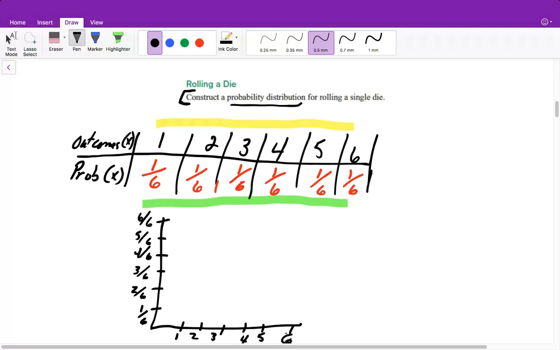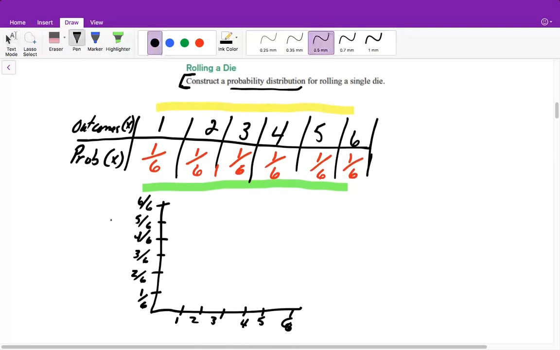If one of our outcomes were 0, we would write 0 first. And then we just draw a line. So at 1, we have a probability of 1/6, so we draw a line going up to 1/6, and a line going up to 1/6 for all of these. These will all be exactly the same. If one of these were more and one of these were less, then we would draw a line going up to their probability.